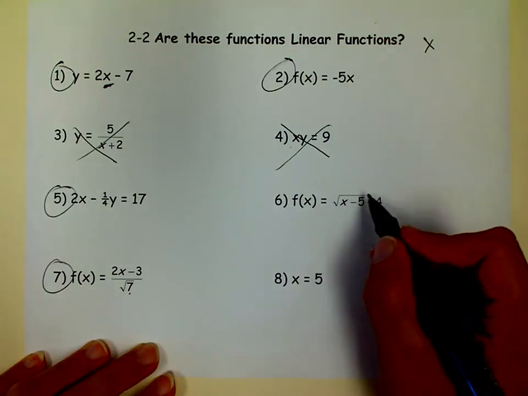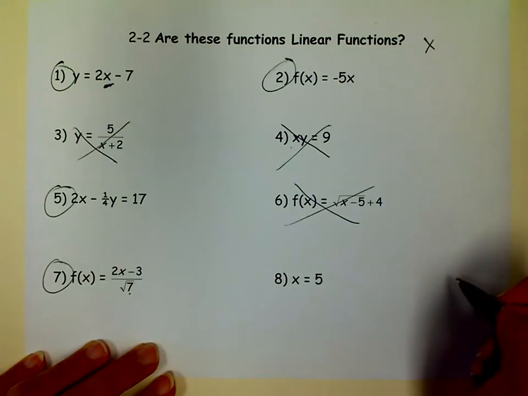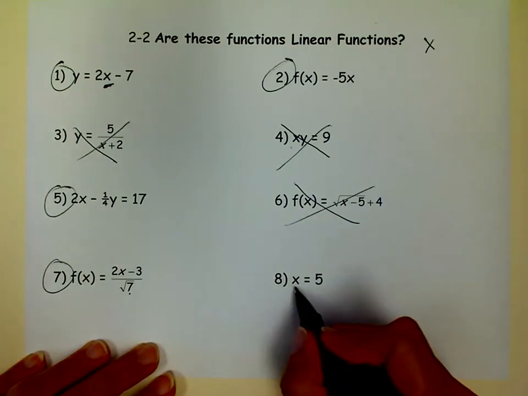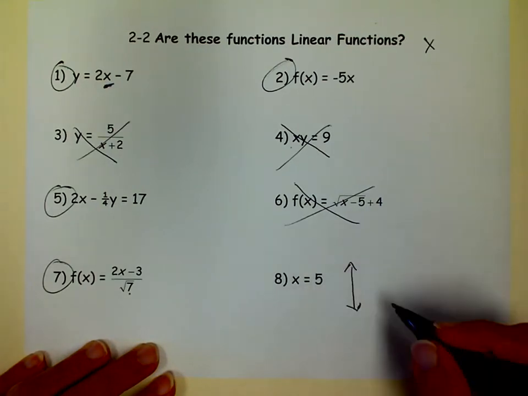This one has a square root and an x under the square root. No can do. That is not linear. This one just has an x. That one looks like this. So it is a line.